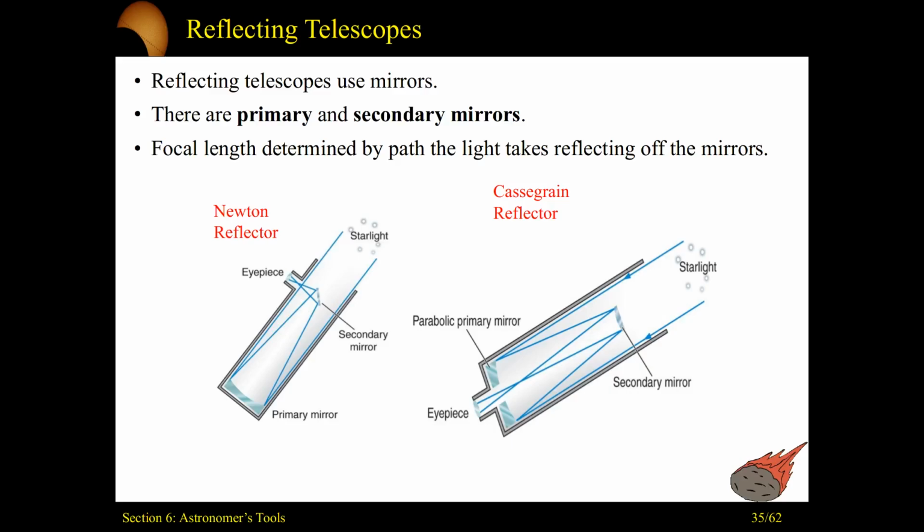So, a wonderful advantage of this is that the equivalent focal length of these reflecting telescopes is based on the path the light takes, how far the light travels inside this tube here. So we're able to create effectively longer focal lengths by increasing the optical path, how far that light has to travel.